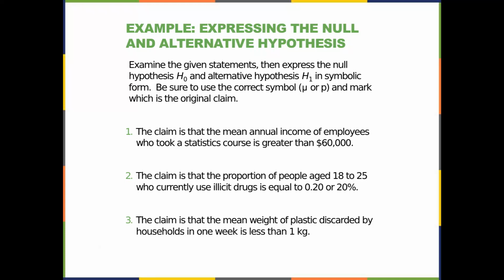So your null hypothesis is easy. It's always the same. It is the symbol. We're using mean, so we're going to use mu here, is equal to, it's always equal to, whatever value you're looking at, so 60,000. Your alternative hypothesis is determined by the statement here. So this is mu is greater than 60,000 for all alternative hypotheses.